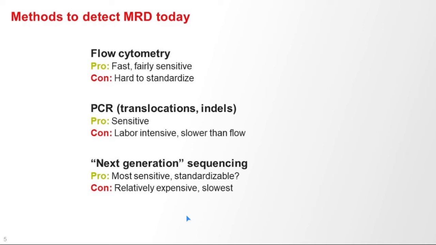And now there's next generation sequencing, which has been around a while. It's probably not next generation anymore in its current iterations. It can be potentially more sensitive than flow cytometry. We'll show some data about this. It might be a little bit easier to standardize, but right now as it's done, it's pretty expensive, and it's kind of the slowest of these techniques.